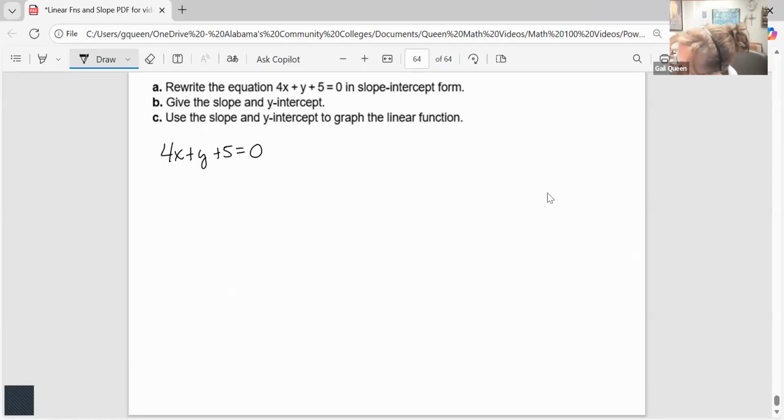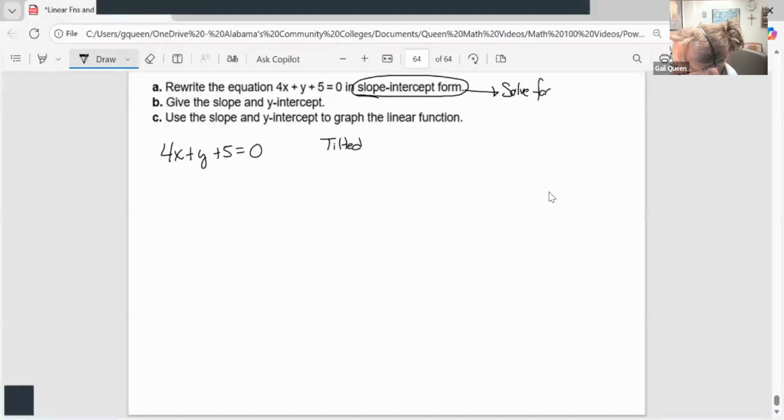This is a line. This is a tilted line. How do I know it's tilted? You have both an x and a y in the equation. Good. Okay, so the first thing it says is to write it in slope-intercept form. What does that mean? Solve for y. Slope-intercept form means solve for y.